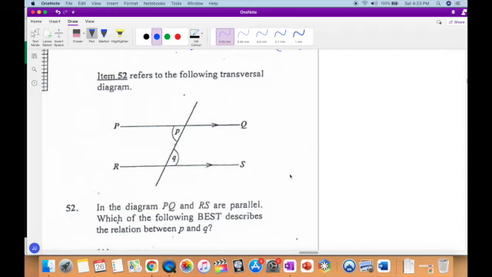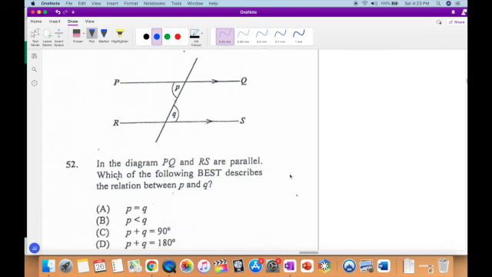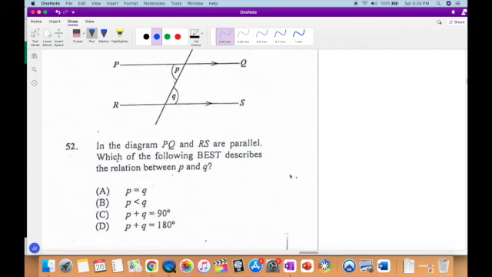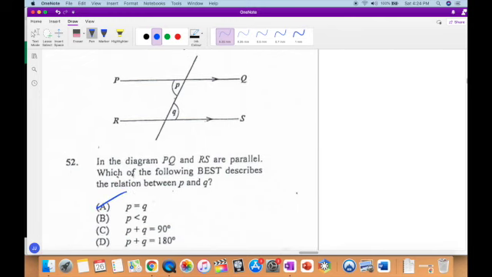Item 52 refers to the following transversal diagram. PQ and RS are parallel, well, duh. Which of the following best describes the relation between P and Q? These are alternate angles, so that is A. P is equal to Q, right?